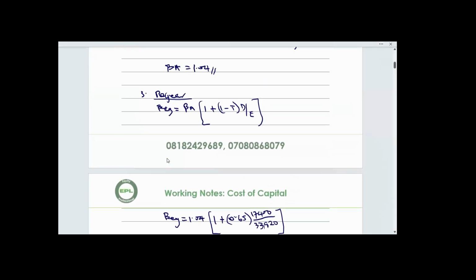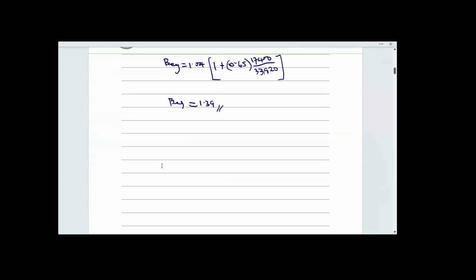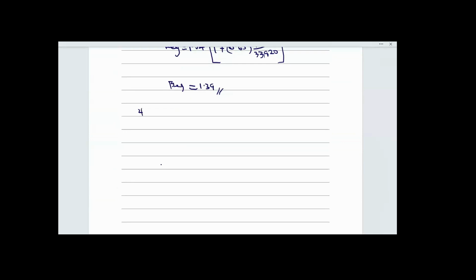Now, we have calculated and regeared. Step 4 is to calculate cost of equity. Using CAPM, the capital asset pricing model, cost of equity equals risk-free rate of return plus beta multiplied by market risk premium, which is market return minus risk-free rate of return.